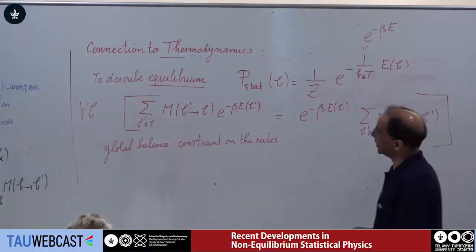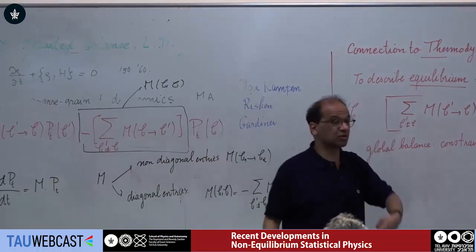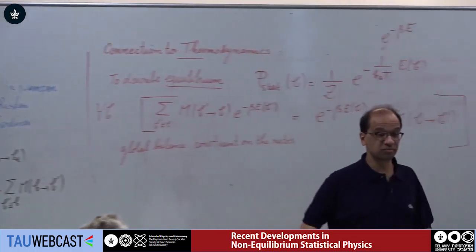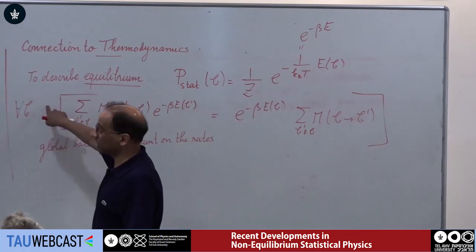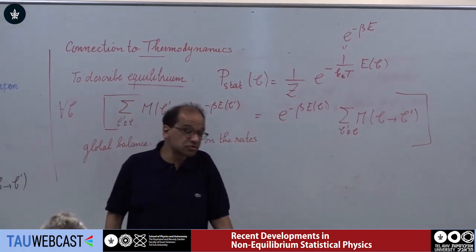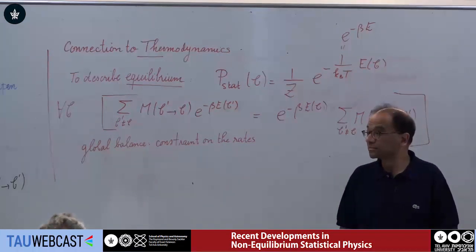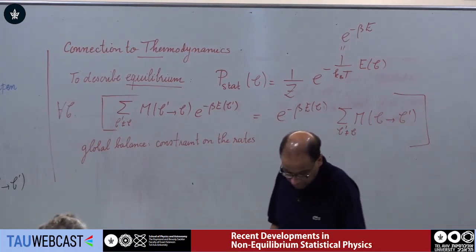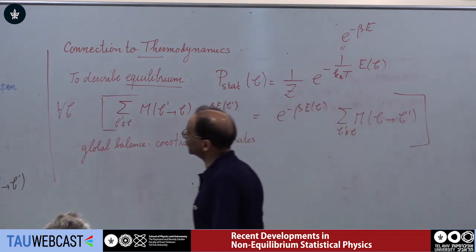So how many rates do I have? Well, n squared minus n, because the diagonal rates are in fact constructed from the others. So my matrix has at most n squared minus n independent rates, and I have n constraints. So I have n constraints over n squared. It's not heavy. I mean, it's not much. Okay. But it's already there.